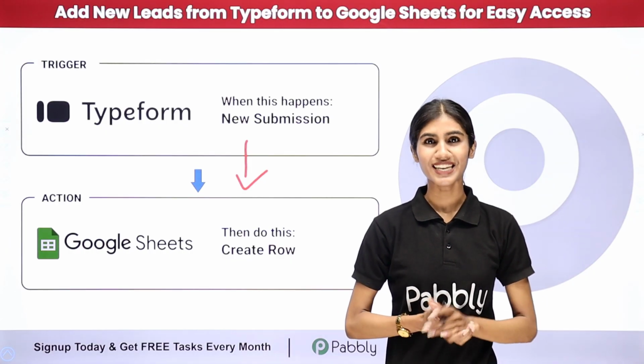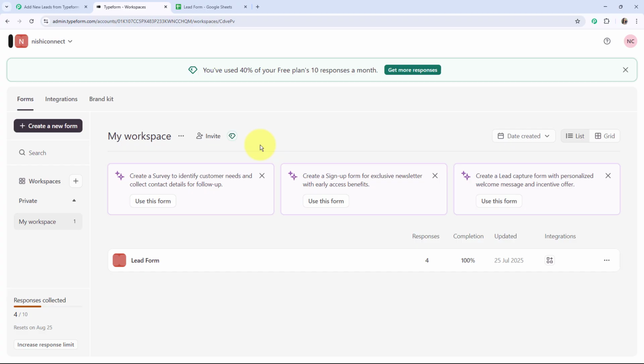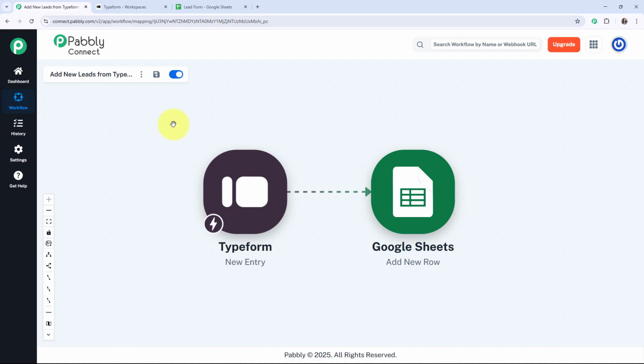So now without any delays, let me take you to my screen and show you how to create this and how this works. Welcome back to my screen. In this video, I will show you how to automatically add responses from your Typeform into Google Sheet with an amazing automation software called Pabbly Connect, which will work as a bridge between Typeform and Google Sheet to connect it.